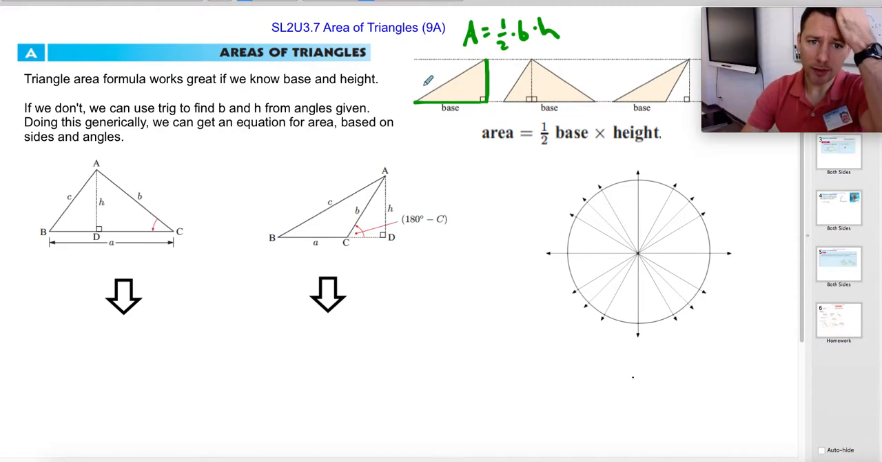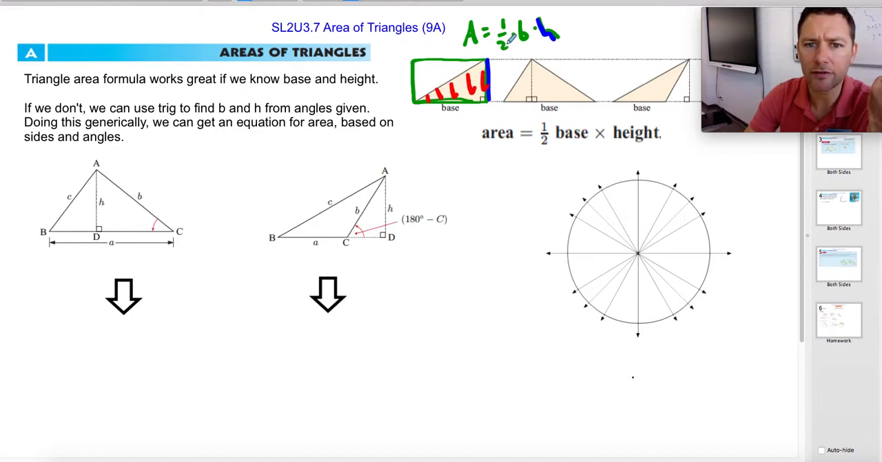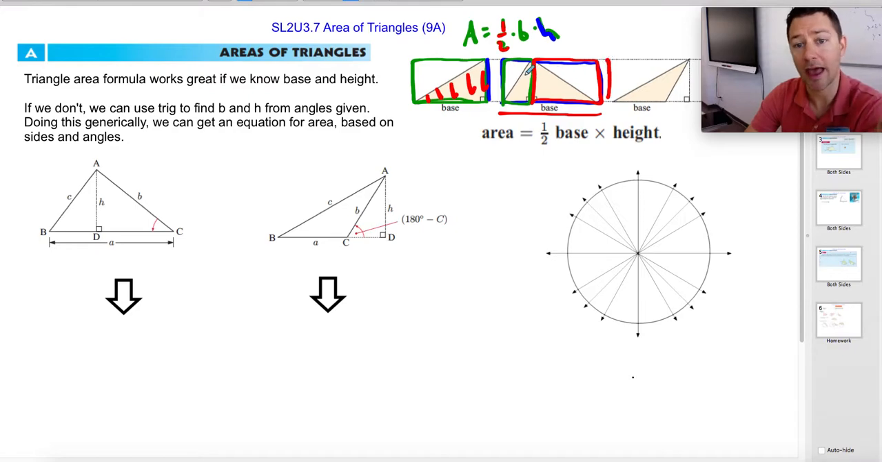That works well with a right triangle because you can see that if you take base times this height, you get the area of the rectangle, but you only have half of the rectangle, so that's what this half is about. It even works if you have not a perfect right triangle, because you have only half of this piece of the rectangle and only half of this piece of the rectangle. You still have base times height, but only have a half of it, half here and half here.